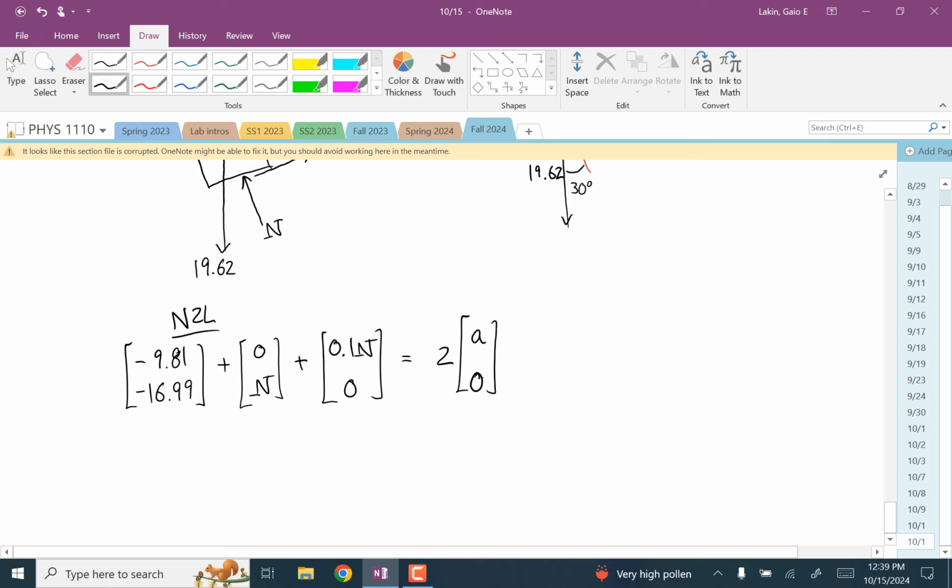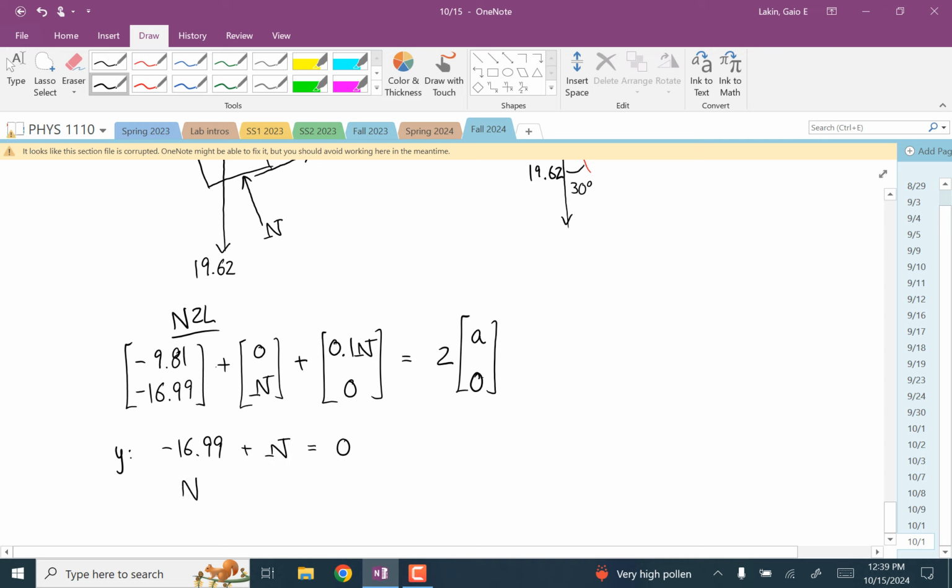Notice if I went right to the x equation, this is always true in these friction problems. I have two variables in that x equation, so I couldn't solve it right away. So instead, I'm going to go to the y equation first to get n. So n is equal to positive 16.99. And by the way, if you ever get a negative value for n, something went wrong, and you should go back to the free body diagram.